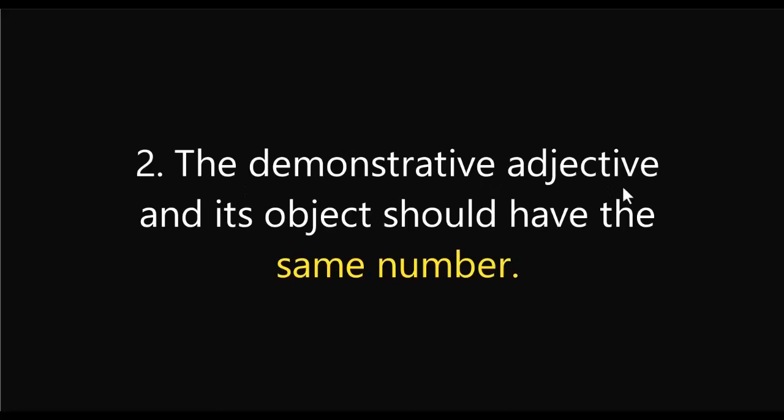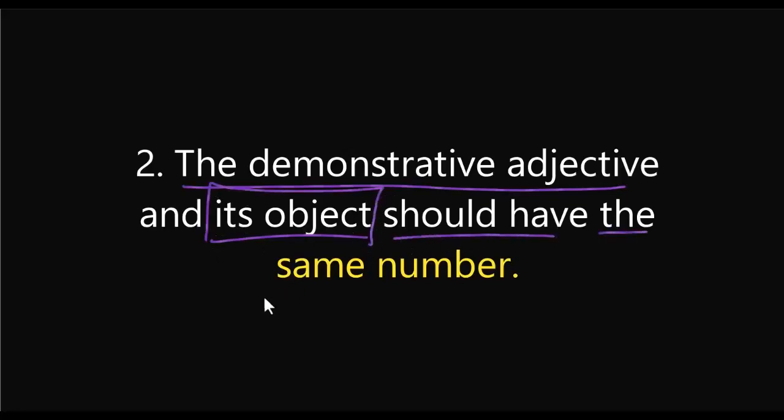The demonstrative adjective and its object should have the same number. That's the first thing to note. Second thing, the demonstrative adjective and its object, the noun it modifies, should have the same number. If you're using, for example, "this," which refers to a singular noun, the noun that follows it has to be singular. So they both have to refer to the same number. And if you're not doing that, you're making a mistake.